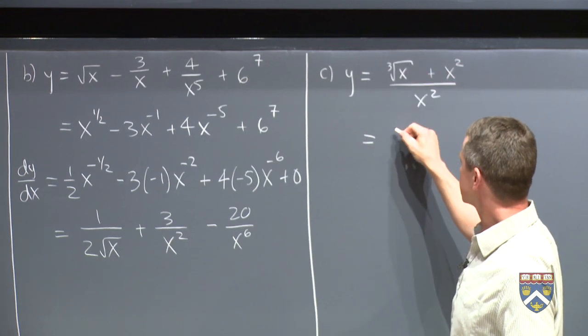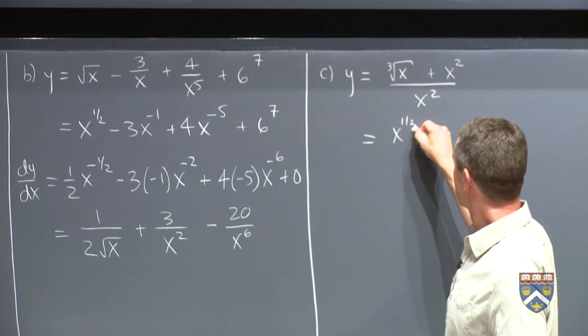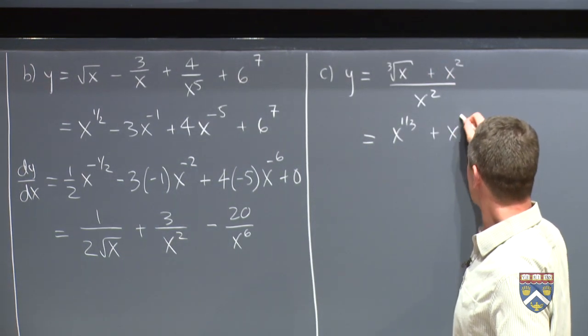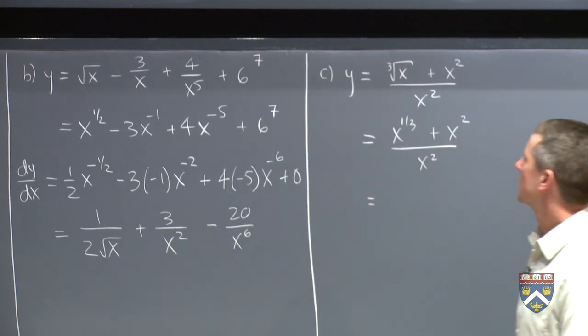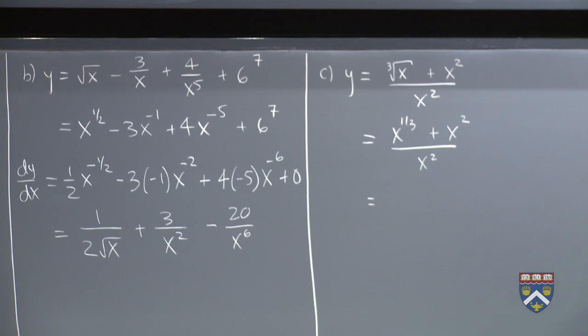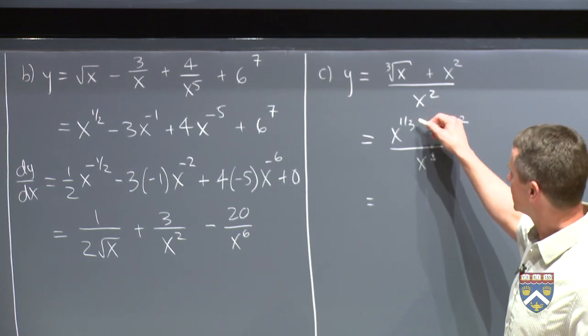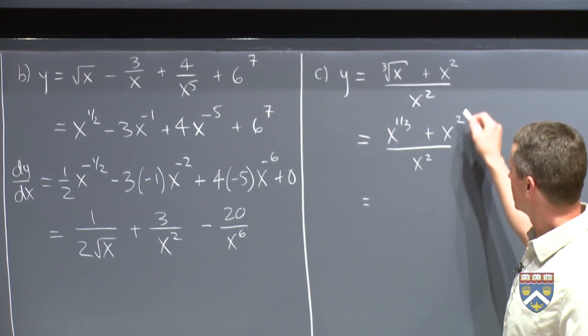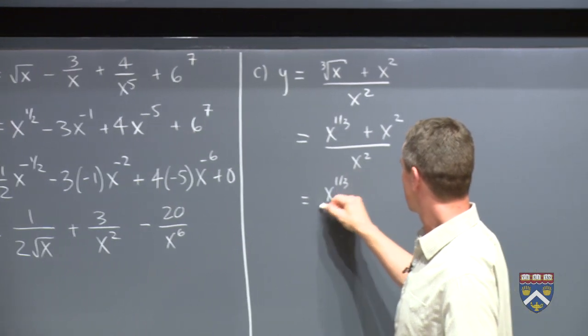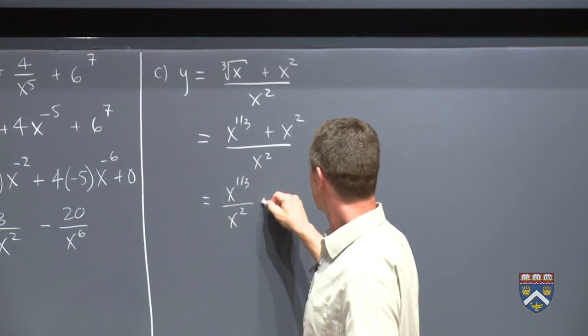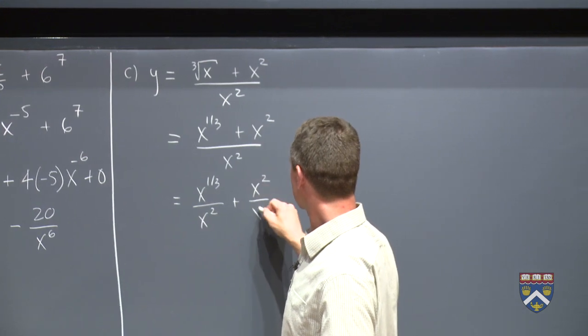We can first rewrite this as x to the 1/3 plus x squared over x squared. And then algebra always allows us to break up the tops of fractions, not the bottoms. So I can rewrite this fraction as this over this plus x squared over x squared. So x to the 1/3 over x squared plus x squared over x squared.